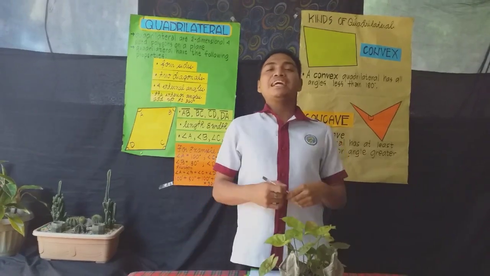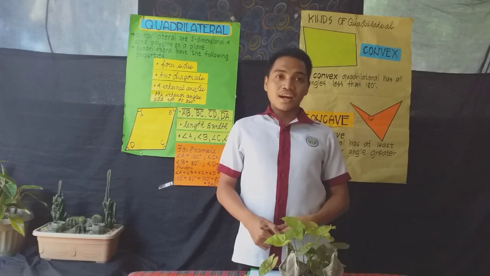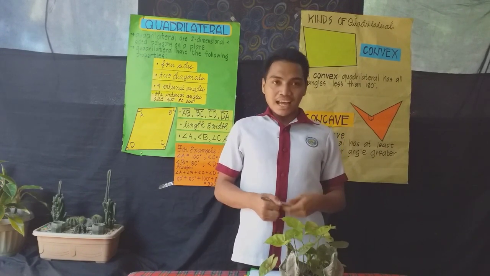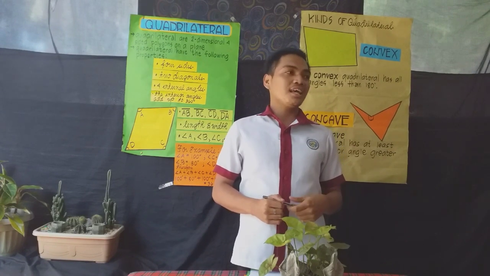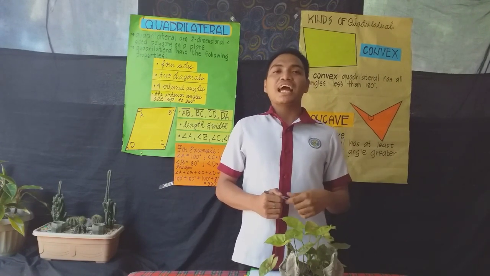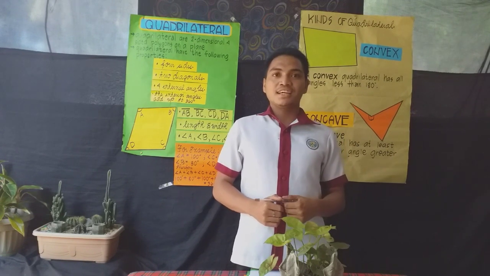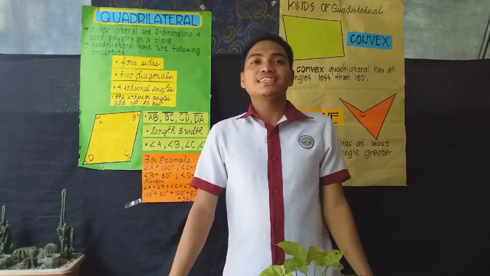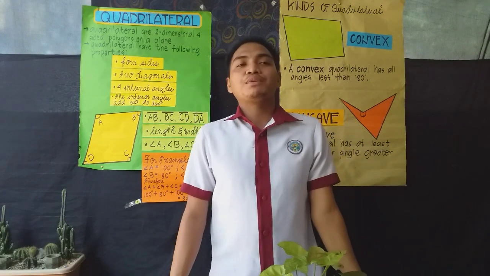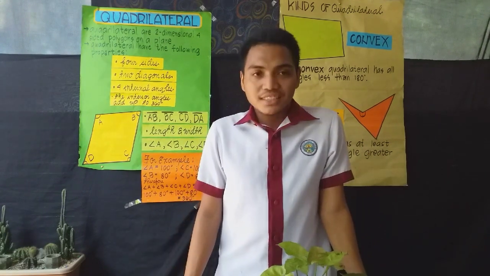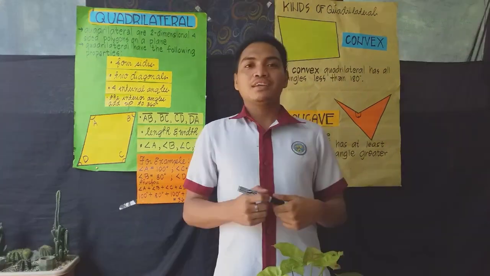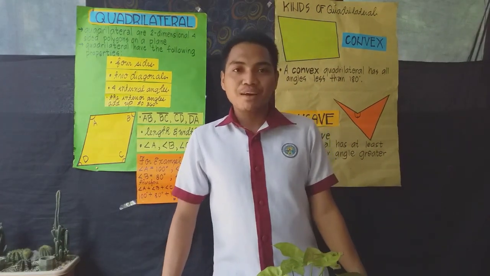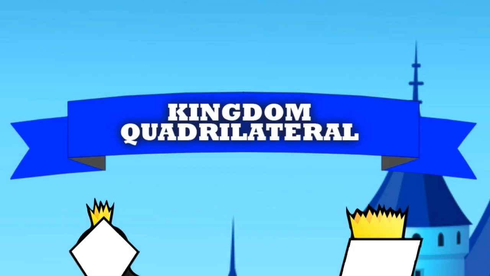angle. By the way, class, our objectives are to define a quadrilateral, identify and name different kinds of quadrilaterals, and compare and describe different kinds of quadrilaterals. Let's proceed. Before I start discussing, I'm going to present a video for us to understand the topic. After it, I'm going to ask some questions. The video is entitled Kingdom Quadrilateral. Now presenting Kingdom Quadrilateral.